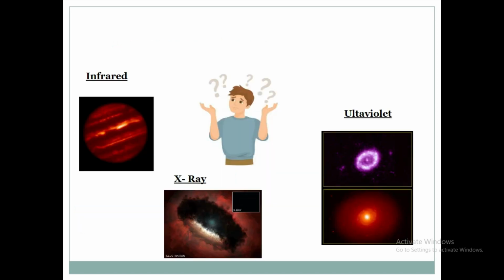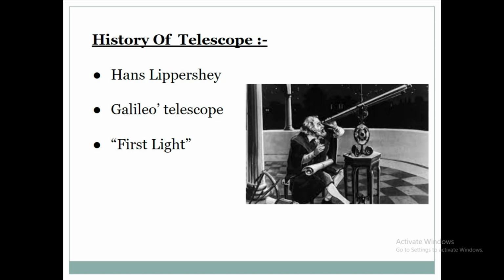Now let's talk about the history of the telescope. The first ever telescope was made by Hans Lippershey. He was from the Netherlands and invented it in 1608. But he never used it for observation, he just used it in war.